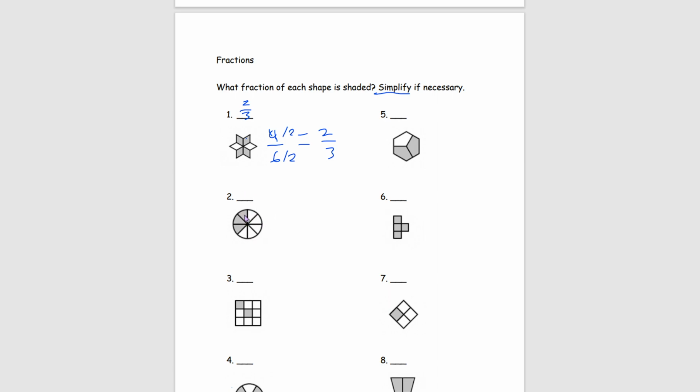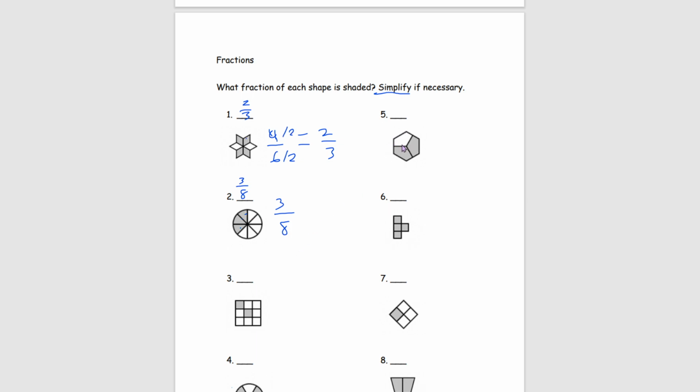For number 2, we see we have 1, 2, 3 shaded pies, and we have 8 in total, so we have 3 over 8. And since 3 and 8 have no common factors together, we can just assume that it's already simplified. So our answer for number 2 is 3 over 8.